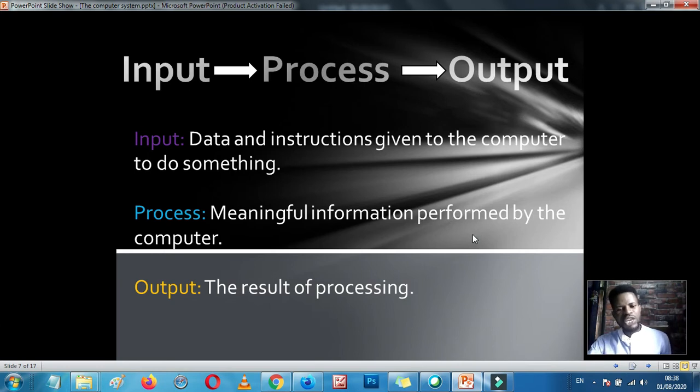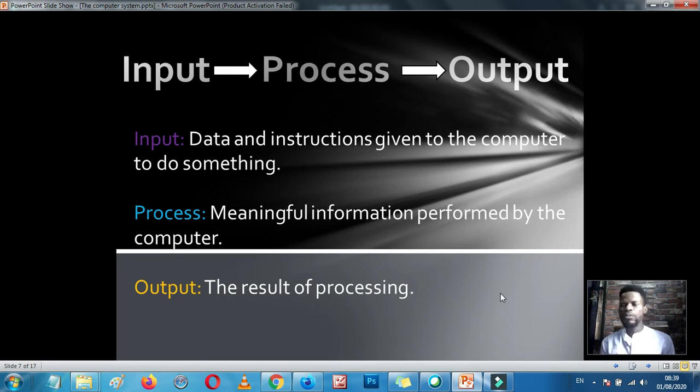The input is the data and instructions given to the computer to do something. Anytime we put something into the computer, we are inputting into the computer. So input can be defined as data and instructions given to the computer to do something. Process is the meaningful information performed by the computer.